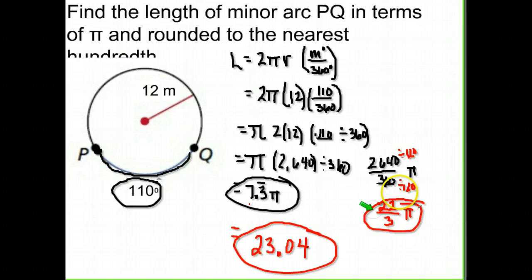So this is if they want the answer in fraction form in terms of pi. This is our answer rounded to the nearest hundredth. And again, this is the decimal form of this. Most of the time they prefer the fraction.